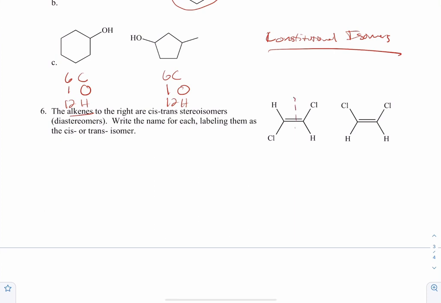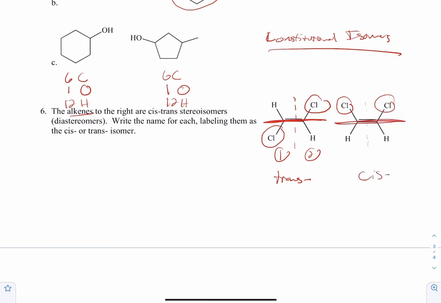So, cut this in half perpendicularly first. Label side 1 and side 2. On side 1, determine the biggest group by atomic weight. That's chlorine, and on this side, it's going to be chlorine as well. After you've circled the biggest groups on each side, look across the double bond, parallel to the bond. Then determine across this bond, are they on different or the same sides? If they are on different sides like this, this is going to be trans. And then same here, I cut this in half perpendicularly, I circle this guy, look across the bond. They're on the same side. This is the cis isomer.